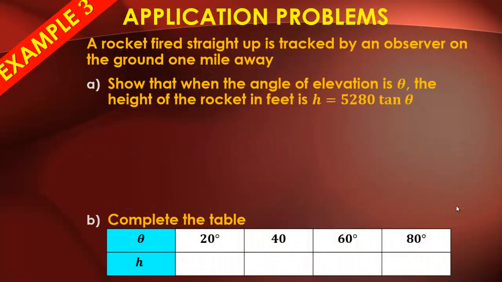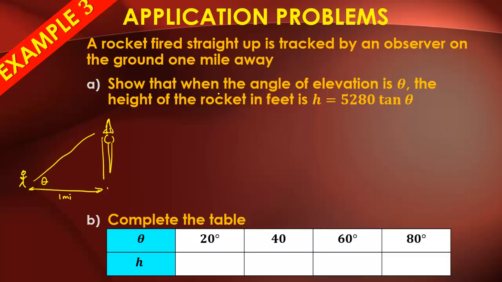All right, third example. Let's look at some application problems, and this will be the last one. So a rocket fired straight up is tracked by an observer on the ground 1 mile away. So here's your little observer over here. Rocket's 1 mile away. Let's just say it's 1 mile, obviously not to scale. And our rocket is fired straight up. All right, so we've got this triangle created here, and theta.